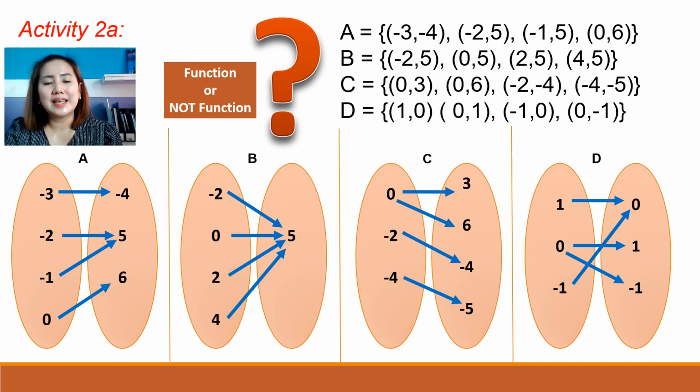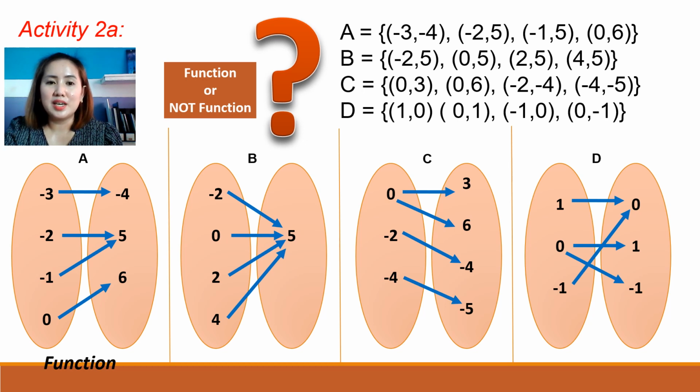Now look at set A. Is there any number being repeated in the set of our first element? So we have here negative 3, negative 2, negative 1, and 0. Each number is pointed to other numbers, but there is no repeated number, so we can consider this as a function. Now let's move on to set B.